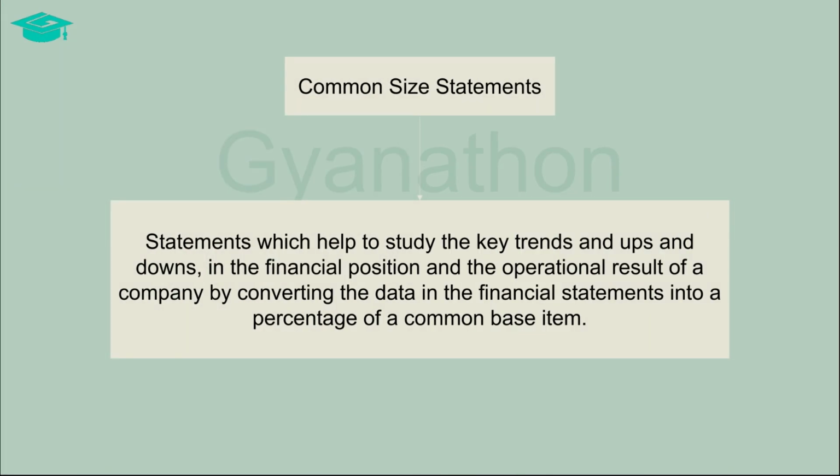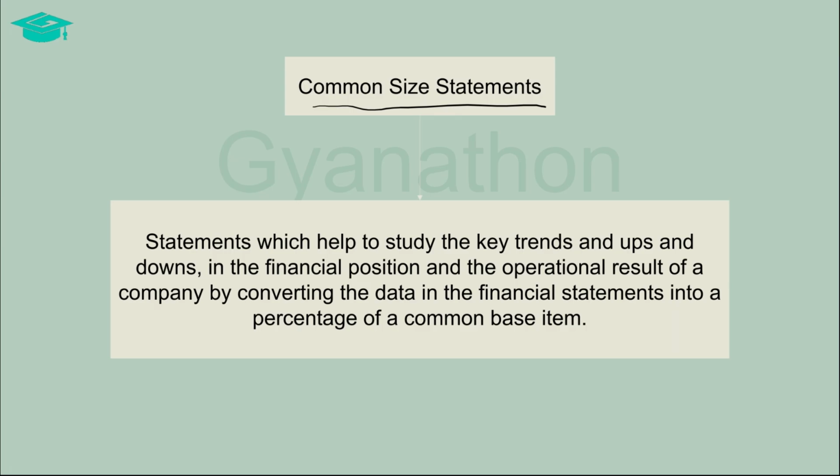The second tool of analysis is the common size statements, also known as component percentage statements. In this technique, one item is chosen as the base item in the balance sheet and the statement of profit and loss, and then all items are stated as a percentage of such common base. So, a common size balance sheet shows the percentage of each asset to total assets or each liability to the total liabilities.